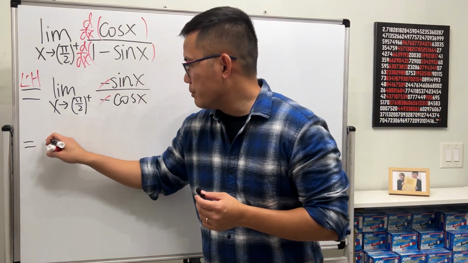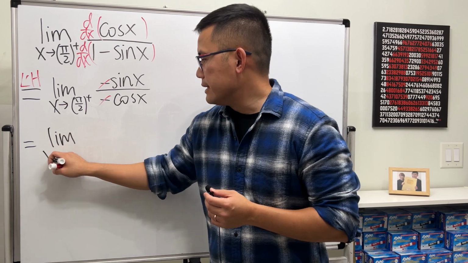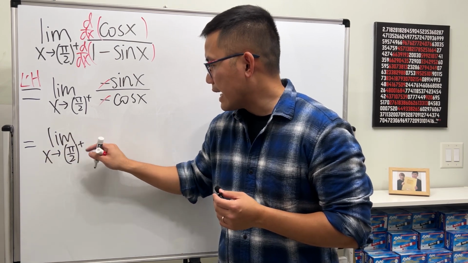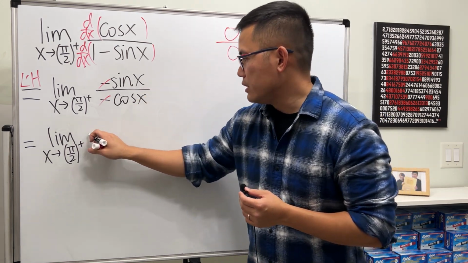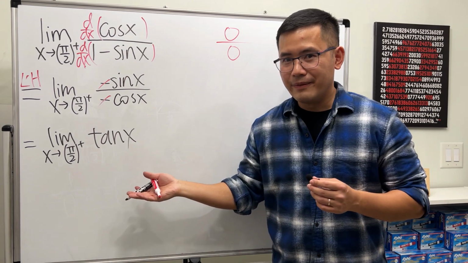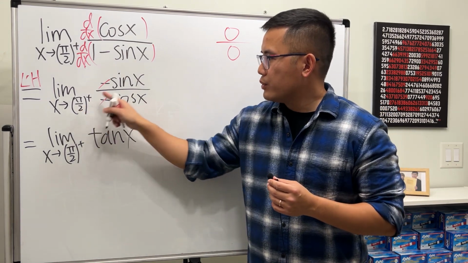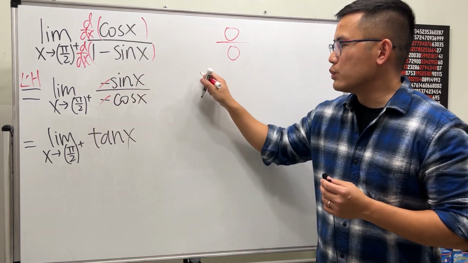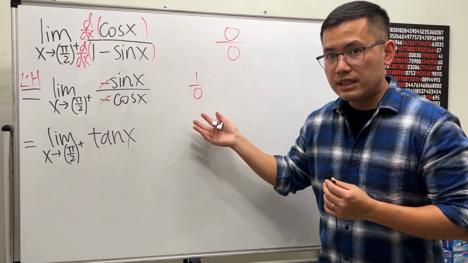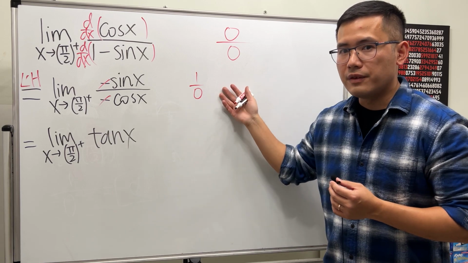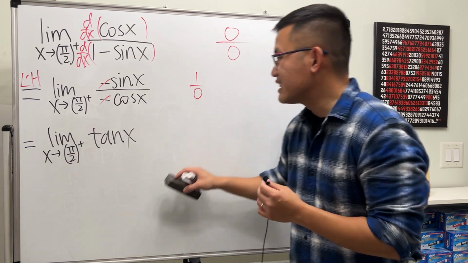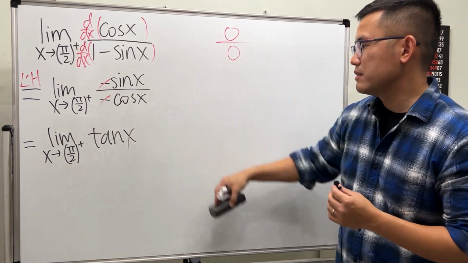So this question becomes, what's the limit as x approaching pi over 2 from the right-hand side? And then we're just looking for the tangent x function. So how do we do this? Well, if you plug in pi over 2 into here and here, you will end up with 1 over 0. And remember, for this limit form, either we get positive infinity or negative infinity. We have to just observe the sign, either positive or negative.